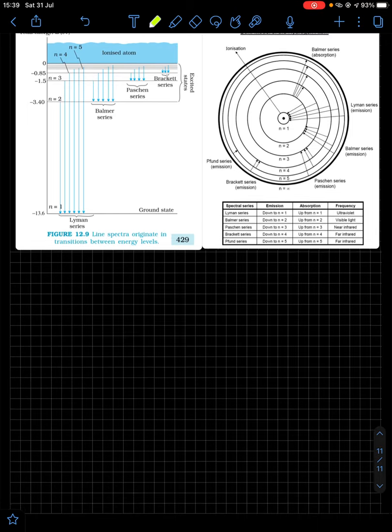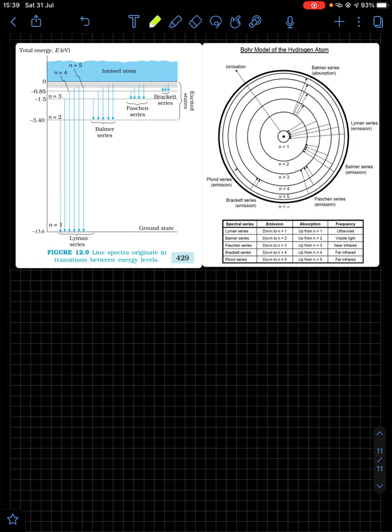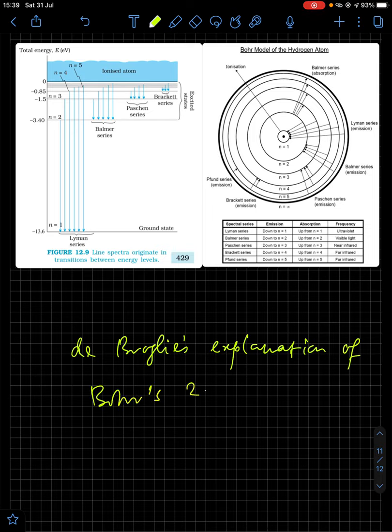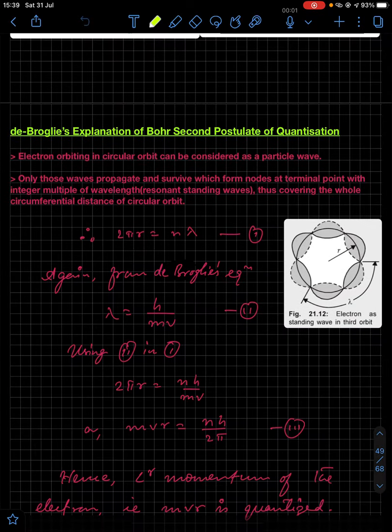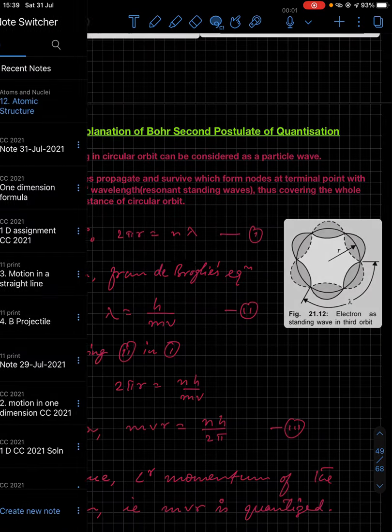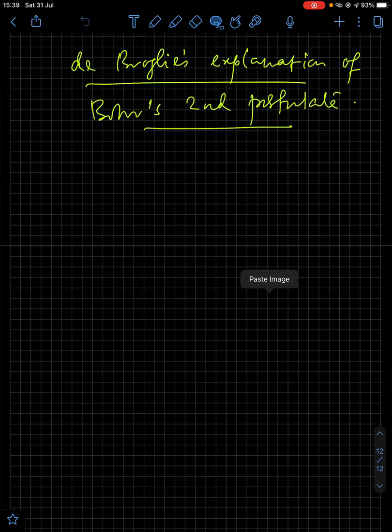So after this we have de Broglie's explanation of Bohr's second postulate. Now you see.